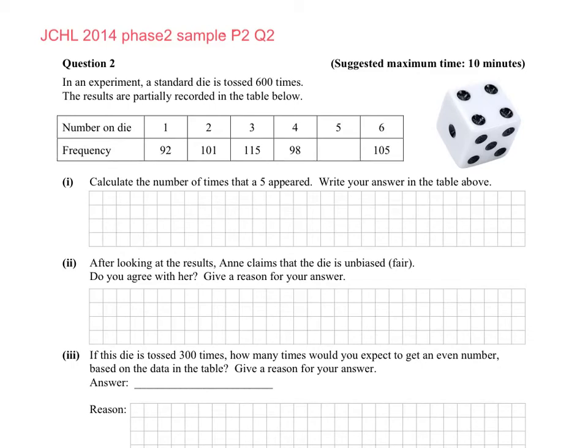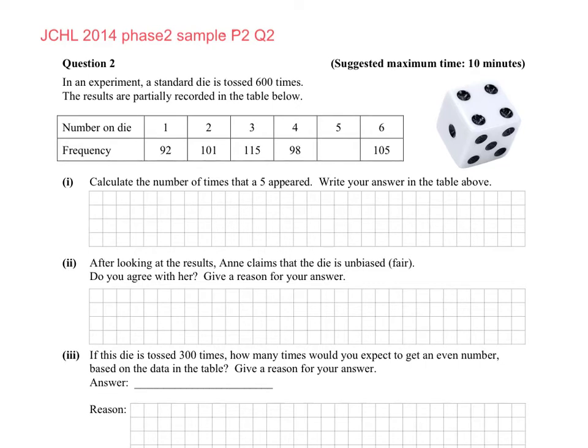Junior Cycle Higher Level 2014 Phase 2 Sample Paper 2 Question 2. So you have some data on a frequency table, and one piece of information is missing, the amount for 5. They tell you that the dice was tossed 600 times.